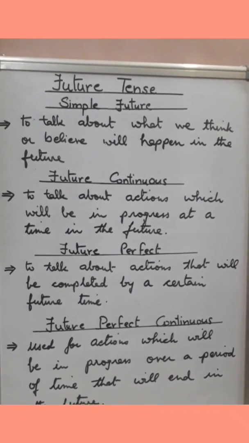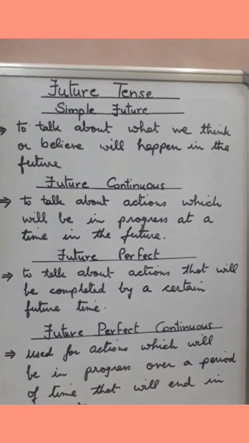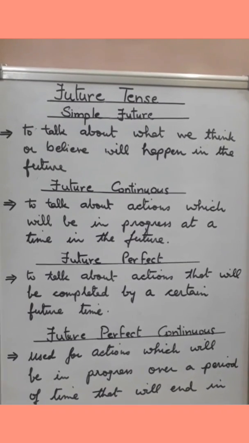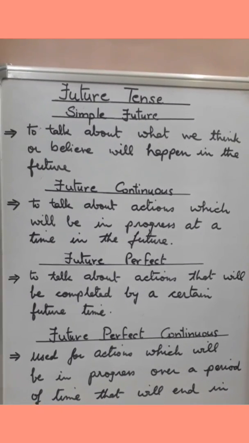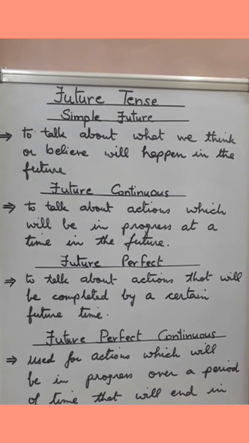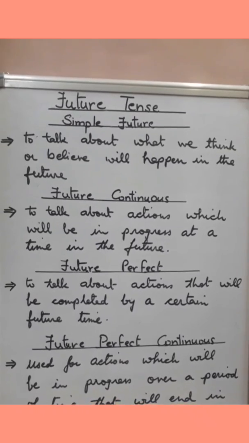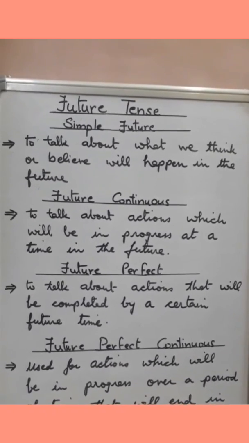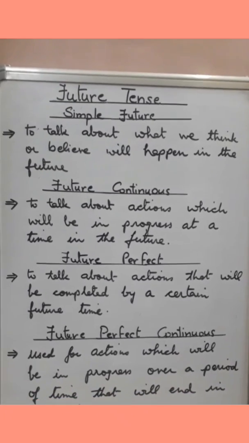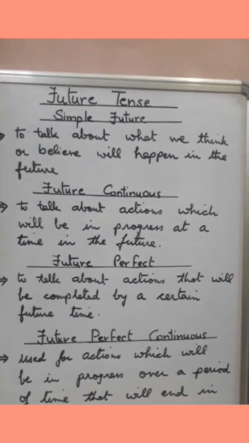Future continuous is used to talk about actions which will be in progress at a time in the future. For example, I suppose it will be raining when we start. Sometimes we use the present continuous tense also when we talk about something that we have planned to do in the future. For example, I am going to Shimla tomorrow.